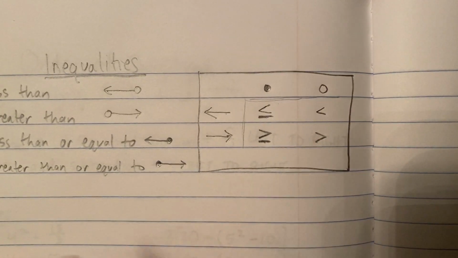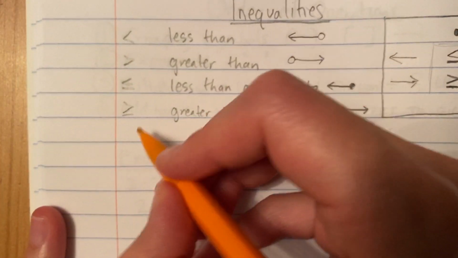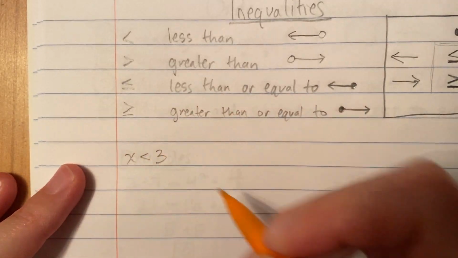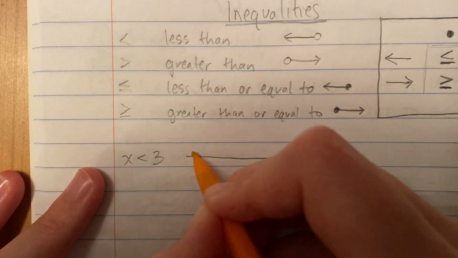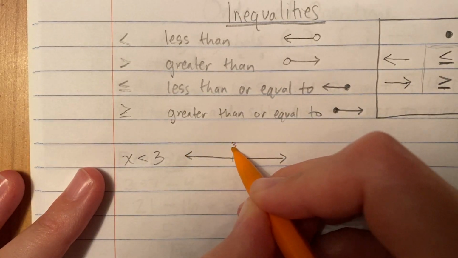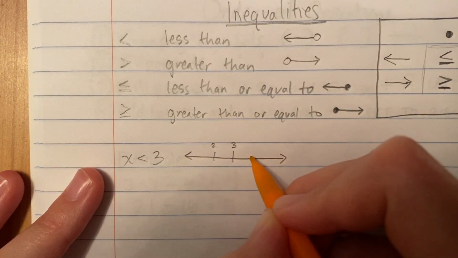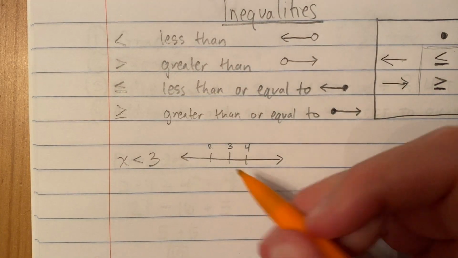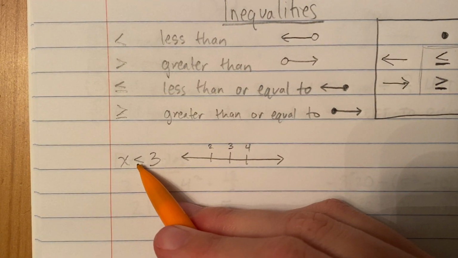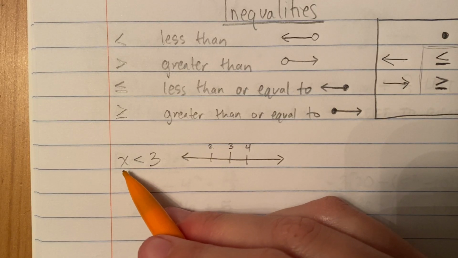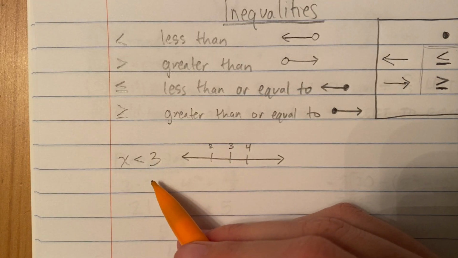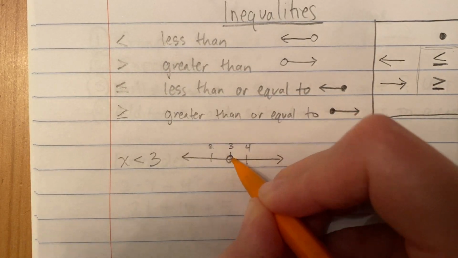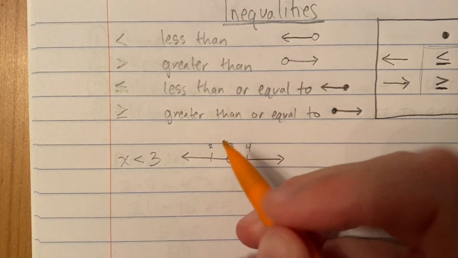Right, so let's try this out. So let's say I have x is less than 3. So here's 3 on a number line, here's 2, here's 4. x is less than 3. Now, is x allowed to be equal to 3? If I said, I'm thinking of a number and it's less than 3, would you guess 3? No, you sure wouldn't, because I said it's less than 3. So it doesn't include 3, so I use that open circle.